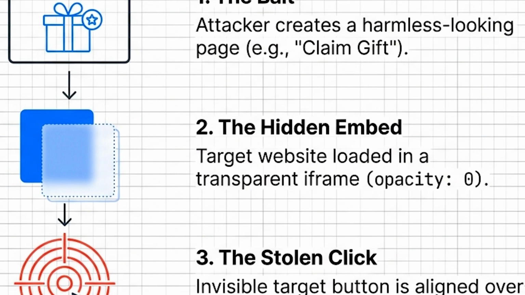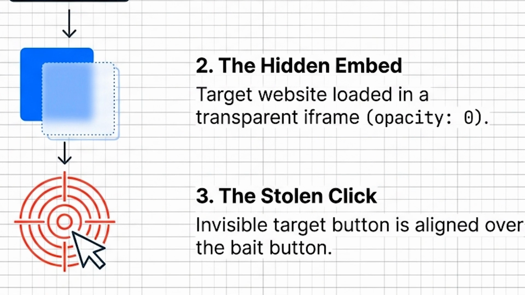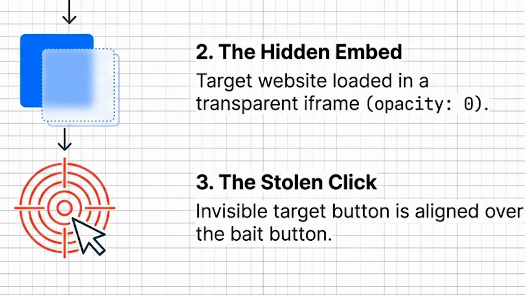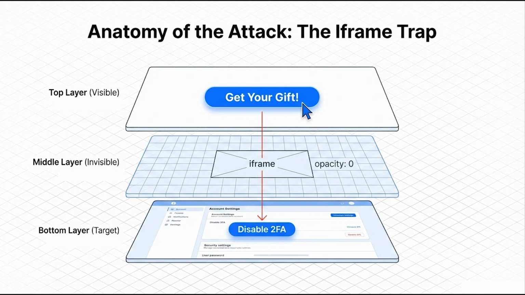2. Hidden inclusion. This is the trick. The target website, for example, your bank settings or social media profile, is loaded inside a transparent frame, with opacity 0, directly on top of the attractive page. 3. The jacked click. A fake, enticing button is placed exactly over a sensitive real button on the hidden site, such as disable 2FA. If we look at the layers of the attack, the top layer is what you see, the fake button, the middle layer is the invisible frame, and the bottom layer is the actual target site where the action happens.